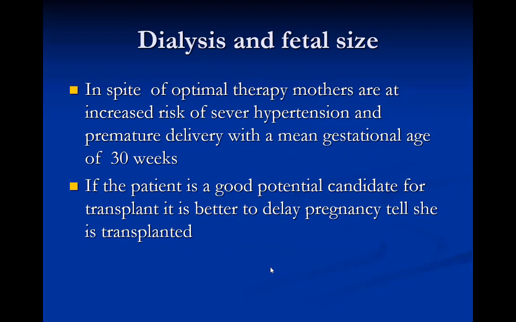In spite of optimal therapy, mothers are at increased risk of severe hypertension and premature delivery, with a mean gestational age of 30 weeks. If the patient is a good potential candidate for transplant, it's better to delay pregnancy till she is transplanted.